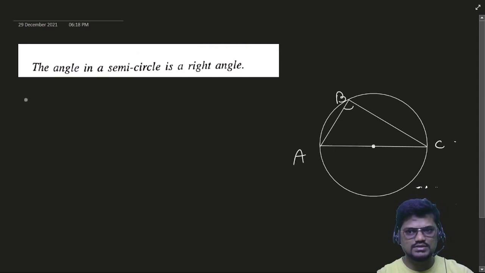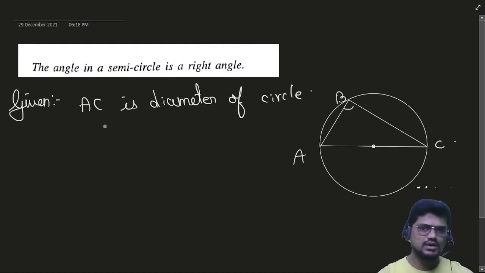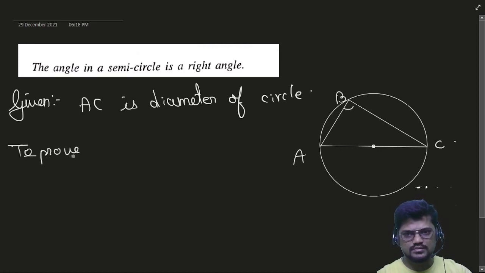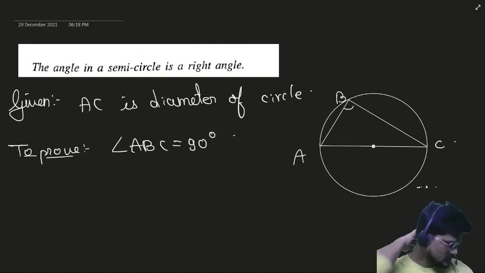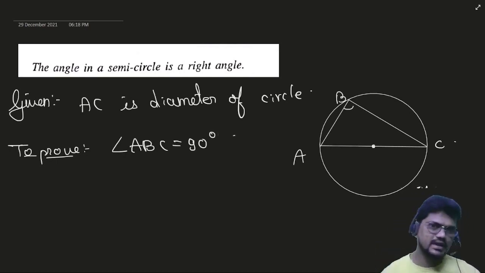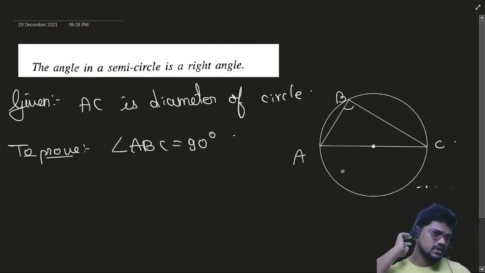What is given in this? The given part is AC is the diameter of the circle. And what we need to prove is angle ABC is 90 degrees. Now we need to prove that angle ABC over here is 90 degrees.